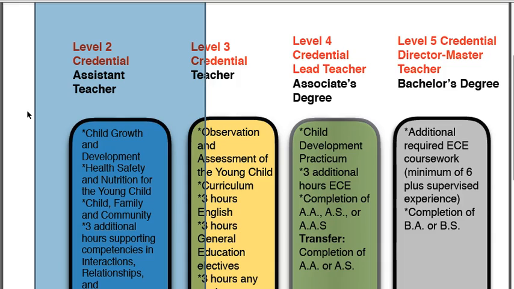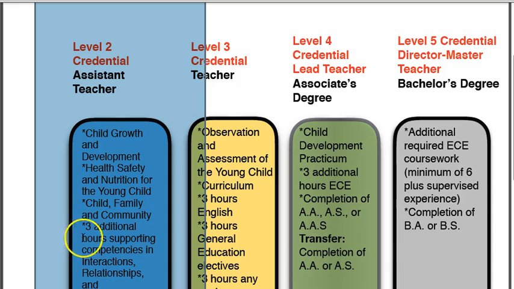What this outlines is specific courses that should be offered, when they should be offered in the curriculum, and how they align with different levels. So just to briefly explain that relative to level 2, child growth and development, health, safety, and nutrition for the young child, and child, family, and community are courses that fit well at that level in terms of sequencing.